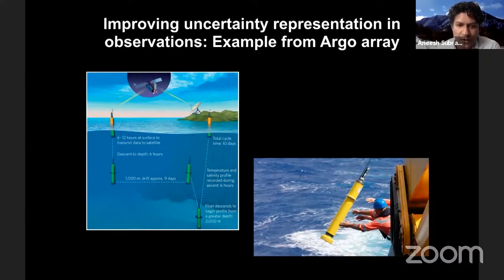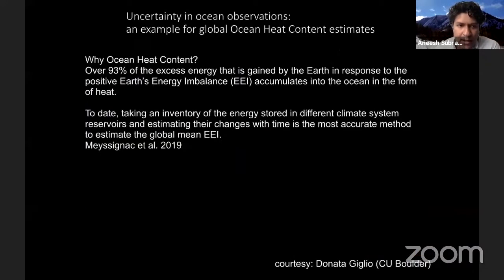An example is from Argo, which is a robotic float deployed globally around all ocean basins. It's a float that goes up and down in the ocean over a 10-day period. And there are products which are derived from these observations of the ocean. One product is the global ocean heat content.